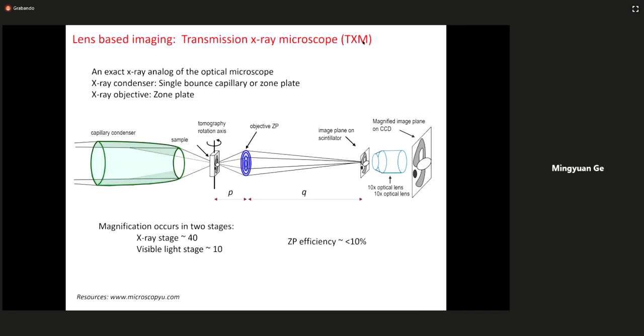So this is a real setup for the transmission X-ray microscope using the zone plate. We first pre-focus the light onto a sample, and the wave after the sample has scattering, and by passing through the zone plate, it gets focused back to the image plane. We use a scintillator and another optical microscope, an optical lens, to magnify the image for a larger magnification. Usually for the zone plate, the magnification is about 40 to 80, and for the optical lens, we have another magnification of about 10. So the total magnification can reach about 400 to 800. For example, if we have a 1 micron particle, we can resolve it to 10 to 20 nanometer resolution very easily.